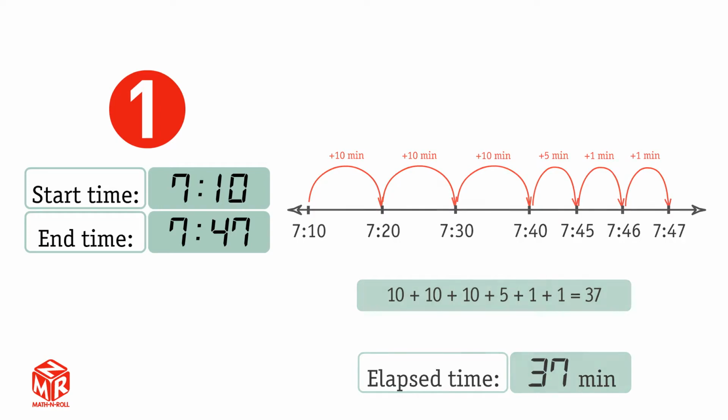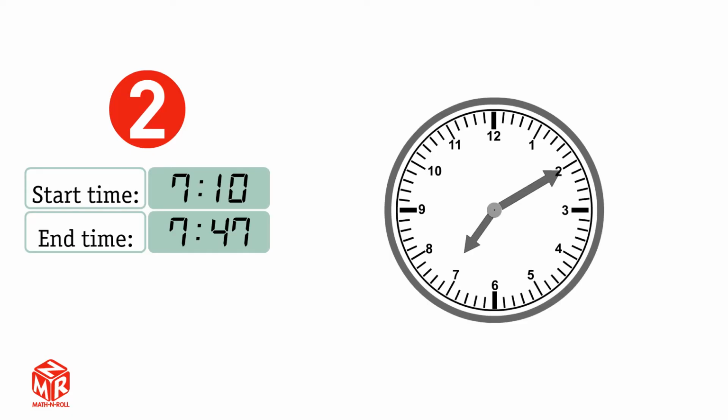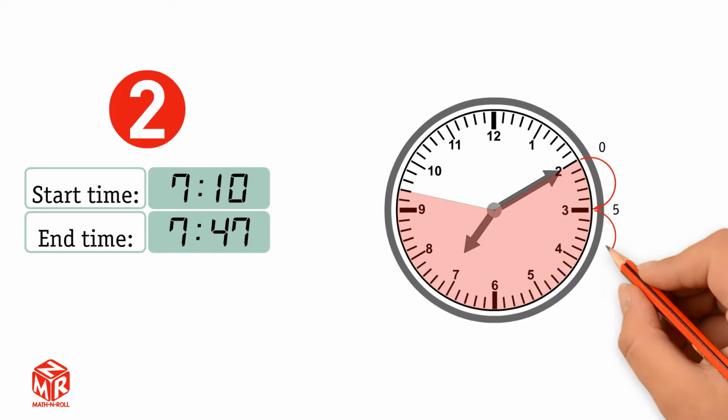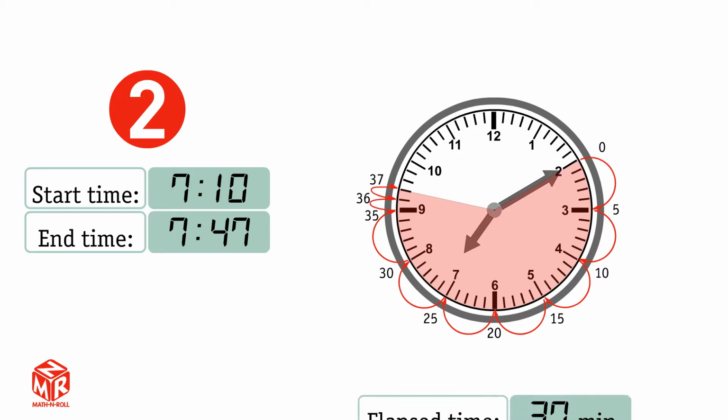Let's do the same example using a different strategy. This time we're going to use the analog clock. First, find the start time on the clock. Count by fives and ones until we reach the end time. 5, 10, 15, 20, 25, 30, 35. Now we count by ones until we reach our point. We get 37. So the elapsed time is 37.